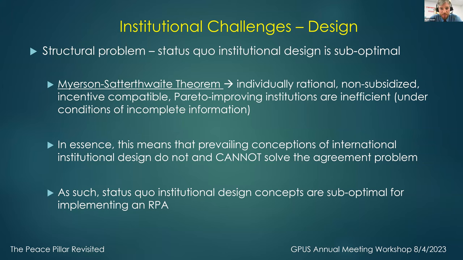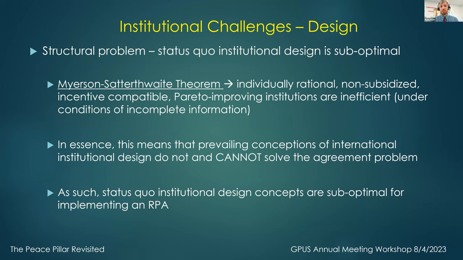proved what was long suspected to be the case, which is that you can't have institutions that both satisfy requirements that are generally considered to be required in status quo institutional frameworks and that also can solve the agreement problem. So what do I mean by that? Basically, in essence, they showed that for any institutional framework that meets these four standard conditions, individual rationality, non-subsidized, incentive compatible, and Pareto improving, those institutions do not generally, and in fact cannot, solve the agreement problem.